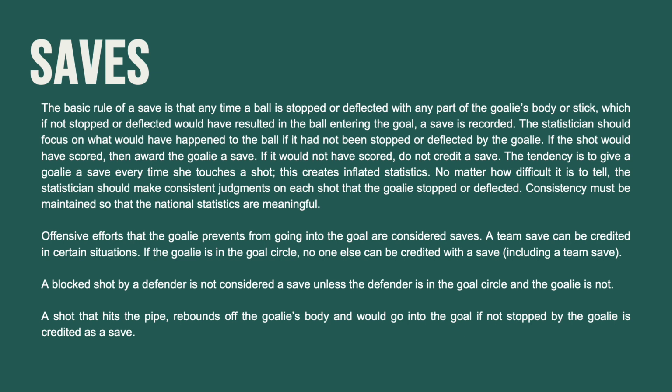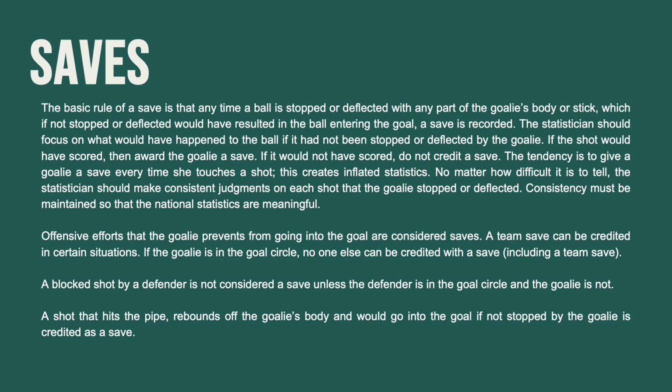The basic rule of a save is that any time a ball is stopped or deflected with any part of the goalie's body or stick, which if not stopped or deflected would have resulted in the ball entering the goal, a save is recorded. The statistician should focus on what would have happened to the ball if it had not been stopped or deflected by the goalie. If the shot would have scored, then award the goalie a save. If it would not have scored, do not credit a save.